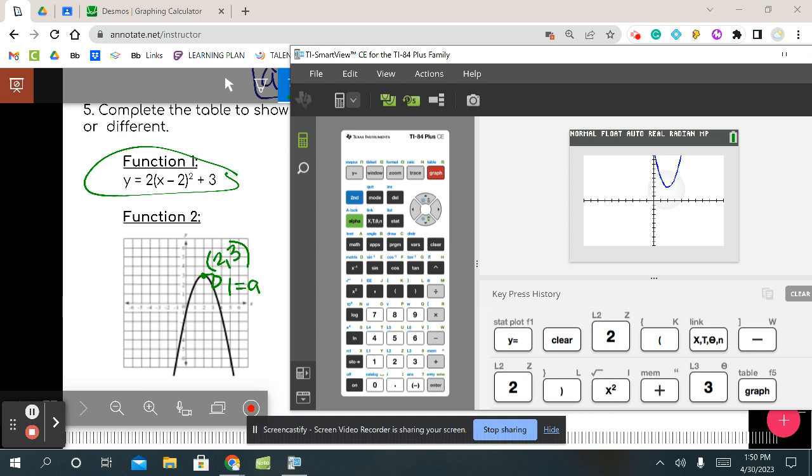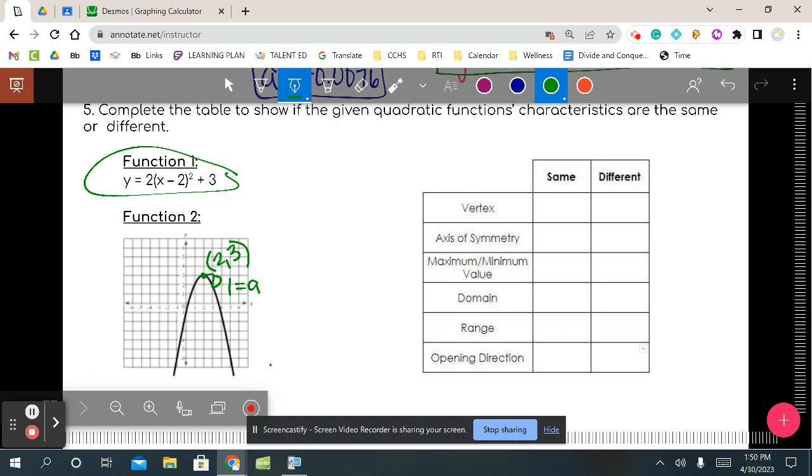However, they open differently. One vertex is a min, one's a max. The ranges are different because one goes up and one goes down. So let's kind of look at and compare these. We just stated that the vertex was the same, and I'll sketch this one. This one was at (2, 3), but it was going like this. So their vertexes were the same. Since their vertexes are the same, your axis of symmetry is the same also, because this one has an axis of symmetry of x equals 2, and so does this one.